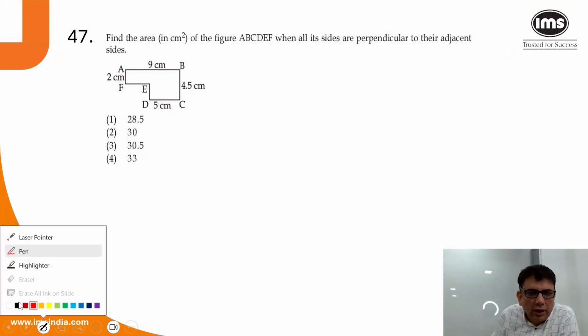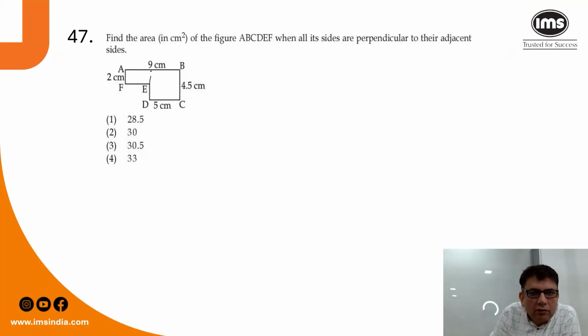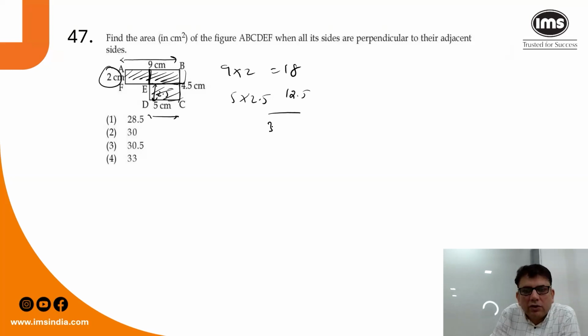Let us try to do it again. If I draw a perpendicular from E on AB and from E on BC, so this complete is 4.5. So this becomes 4.5 minus 2, 2.5. This complete is 9. This is 5. Right? So we need to find the area of this entire rectangle plus the area of this rectangle. So 9 into 2, 18, and 5 into 2.5, which is 12.5. 18 plus 12.5 is 30.5, the correct answer. This is one way, 30.5.